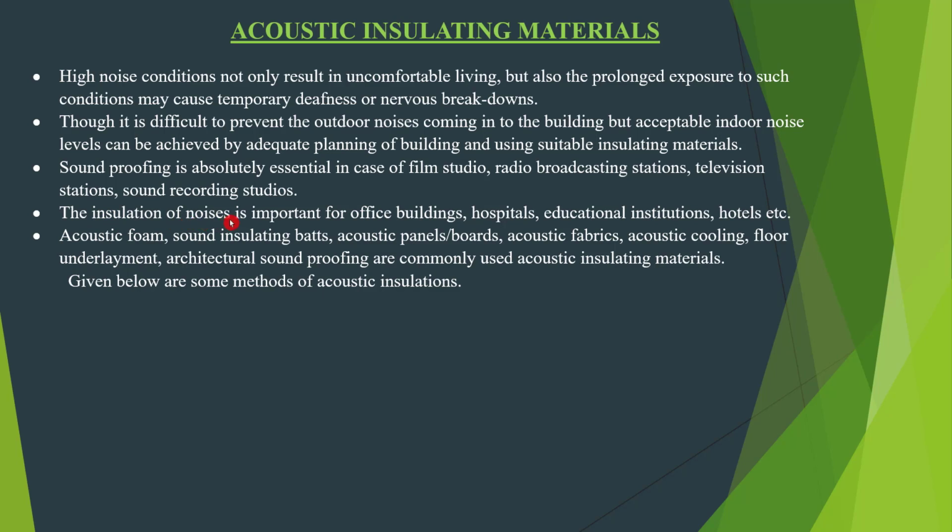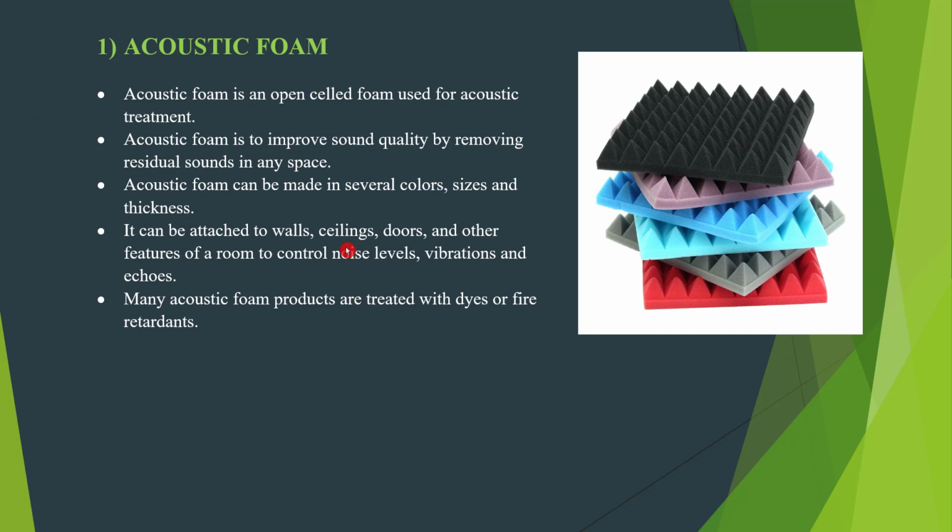So the insulation of noises is important for office buildings, hospitals, educational institutions, hotels, etc. And the acoustic foam, sound insulating bats, acoustic panels or boards, acoustic fabrics, acoustic coating, floor underlayment, architectural soundproofing are the various materials used for acoustic insulation. So we will study some materials in detail. First one is the acoustic foam.